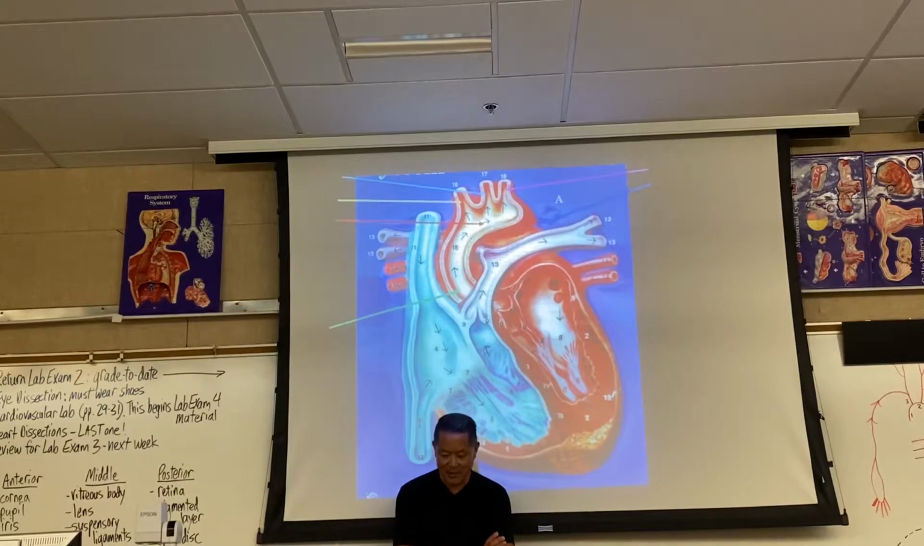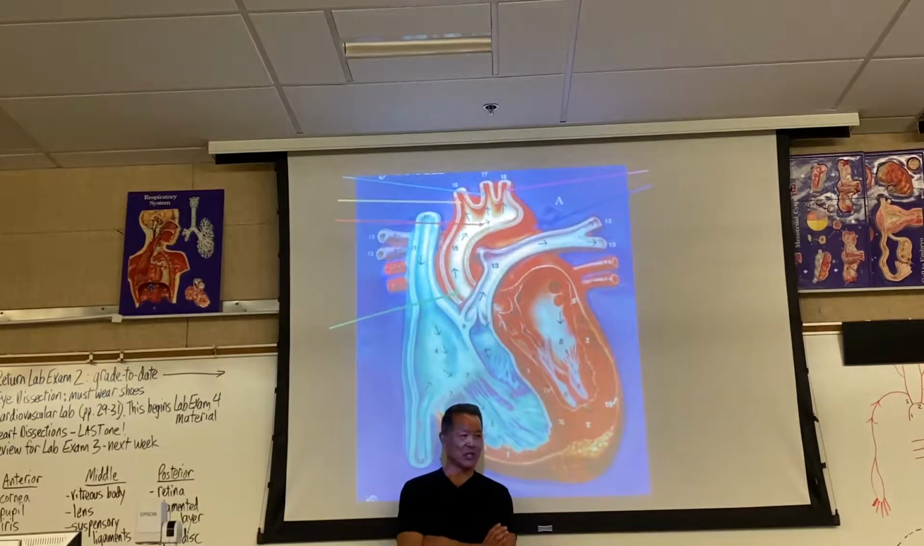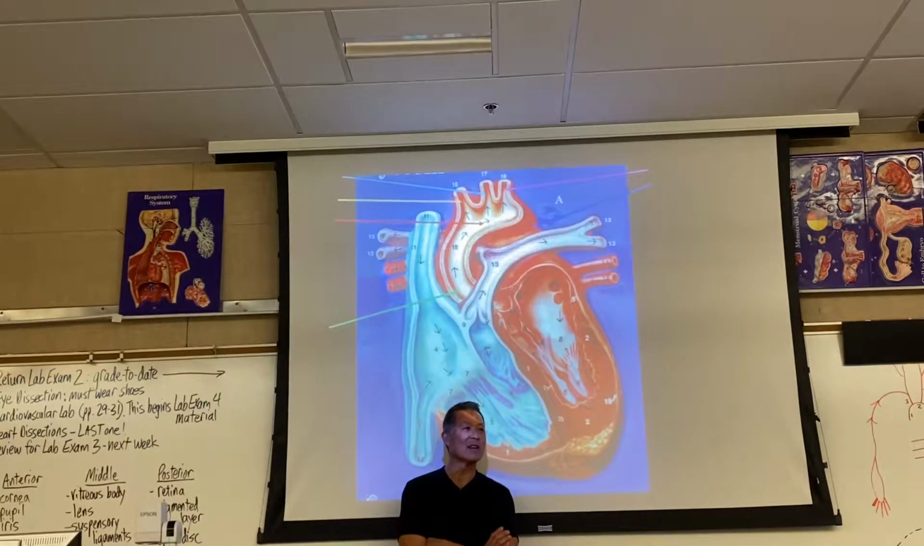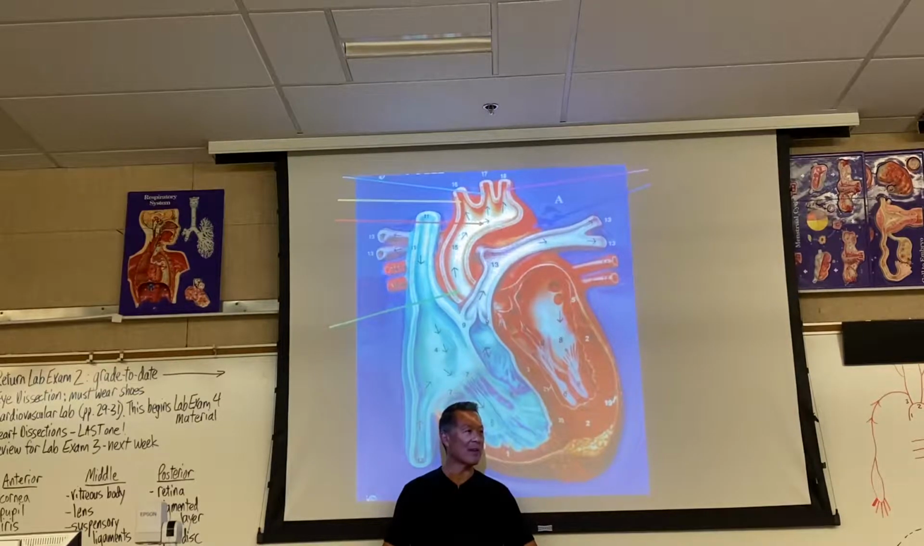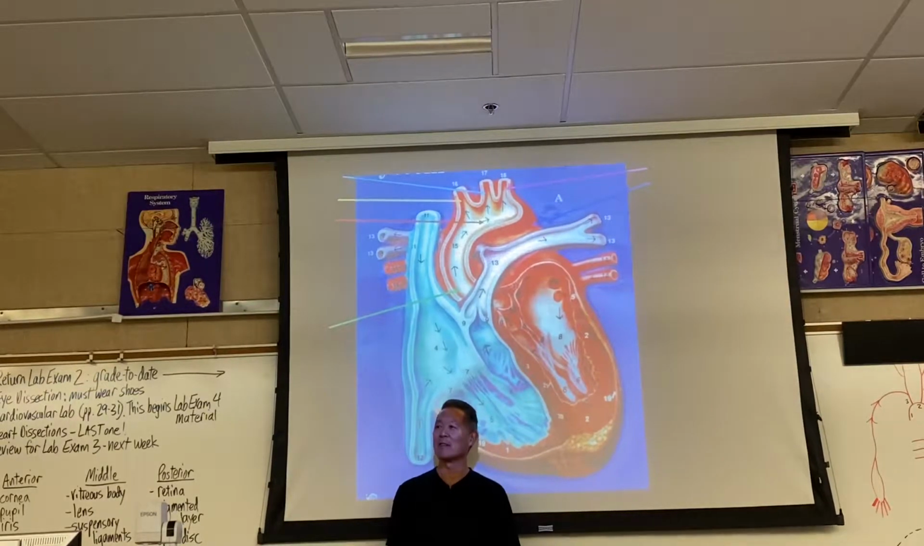So look at number 3 on page 30. It just says brachiocephalic trunk. It does not say right brachiocephalic trunk because there's nothing on the left. There's no left counterpart. It's only on the right. You just say brachiocephalic trunk.